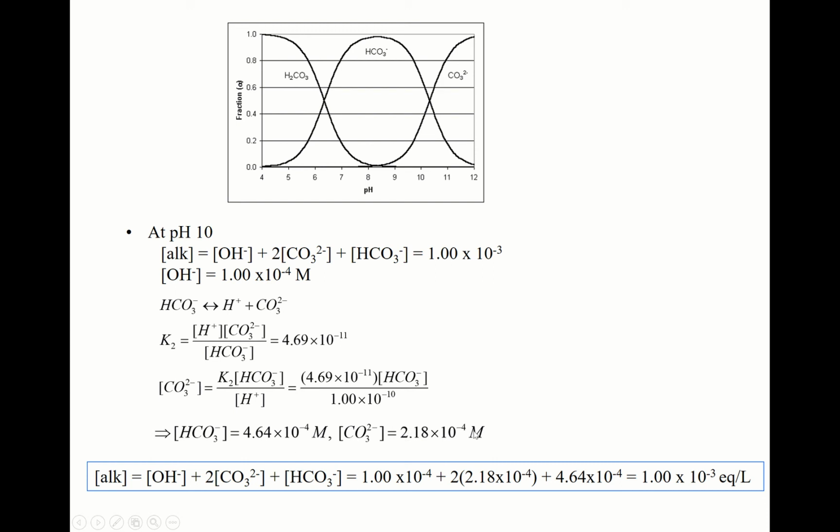And then we go back and put this back into the alkalinity equation, and we find it is exactly 10 to the minus 3 equivalents per liter. It is the same as this one. So we found our calculation is exact.